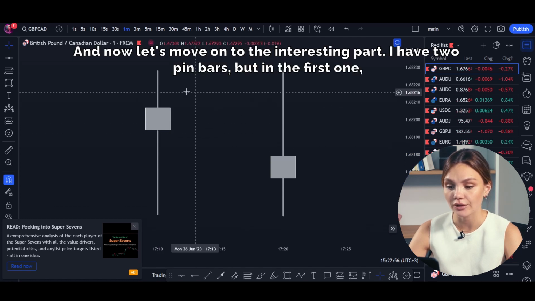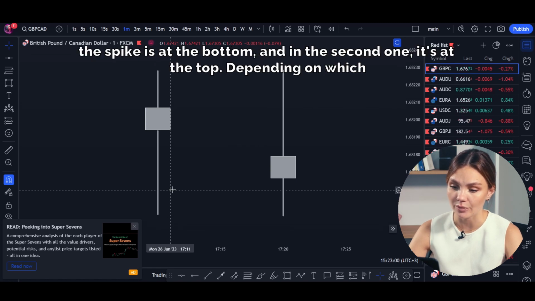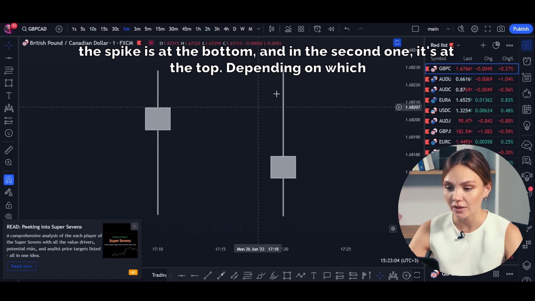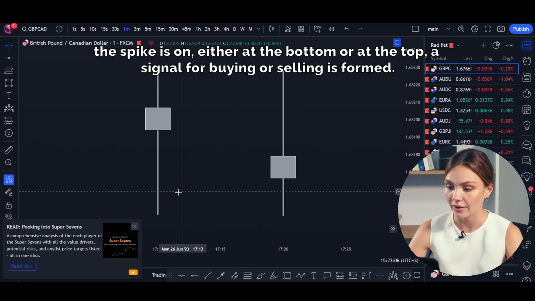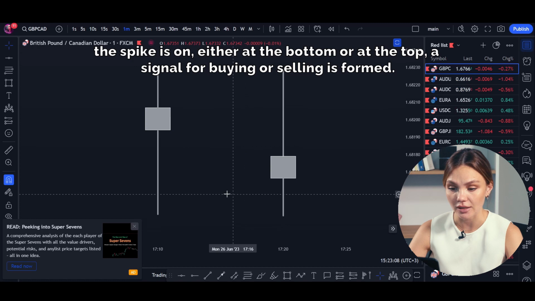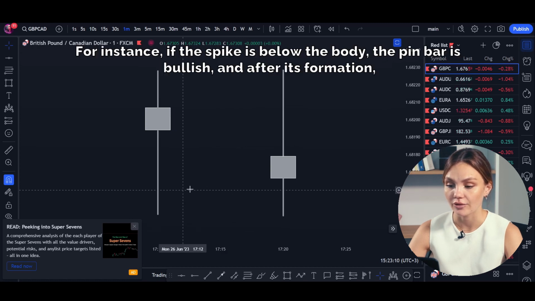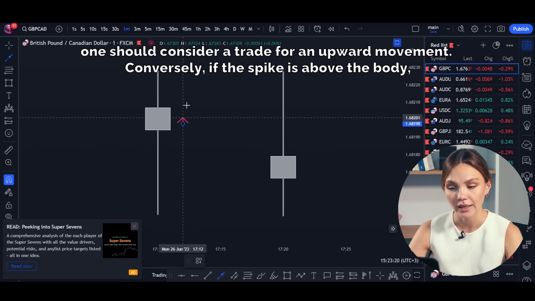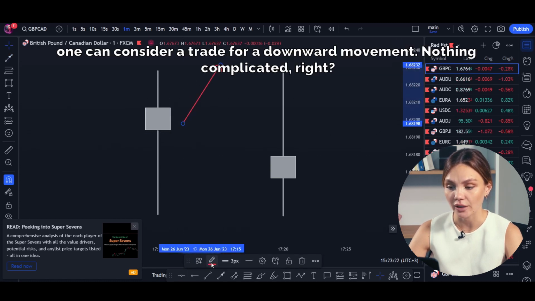And now let's move on to the interesting part. I have 2 pin bars, but in the first one, the spike is at the bottom, and in the second one, it's at the top. Depending on which side the spike is on, either at the bottom or at the top, a signal for buying or selling is formed. For instance, if the spike is below the body, the pin bar is bullish, and after its formation, one should consider a trade for an upward movement. Conversely, if the spike is above the body, one can consider a trade for a downward movement.